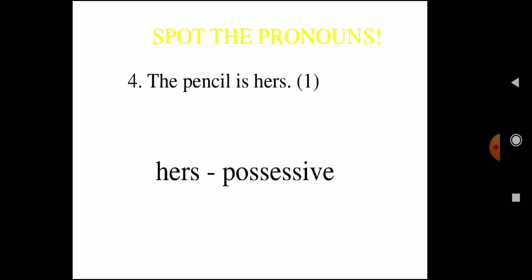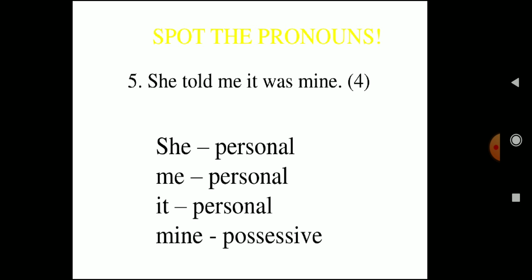Fourth one, the pencil is hers. That means over here somebody is showing possession, so hers is a possessive pronoun. Fifth one, she told me it was mine. Four pronouns have been used over here. First one is she, second one is me, and third one is it, and all these three are personal pronouns. Last one is mine, which is a possessive pronoun.